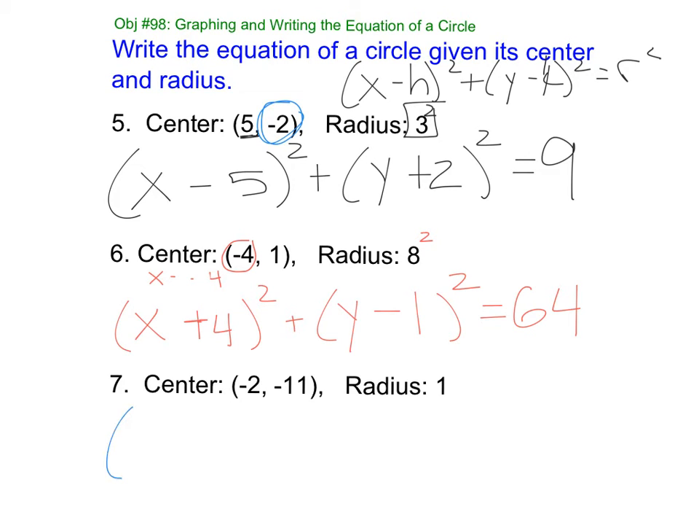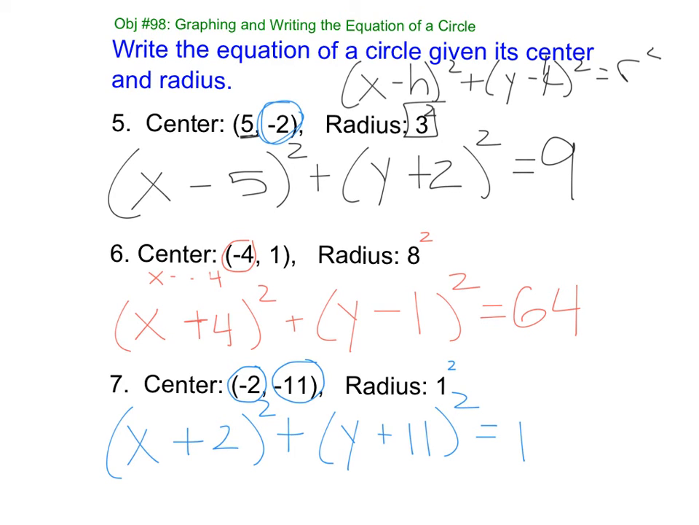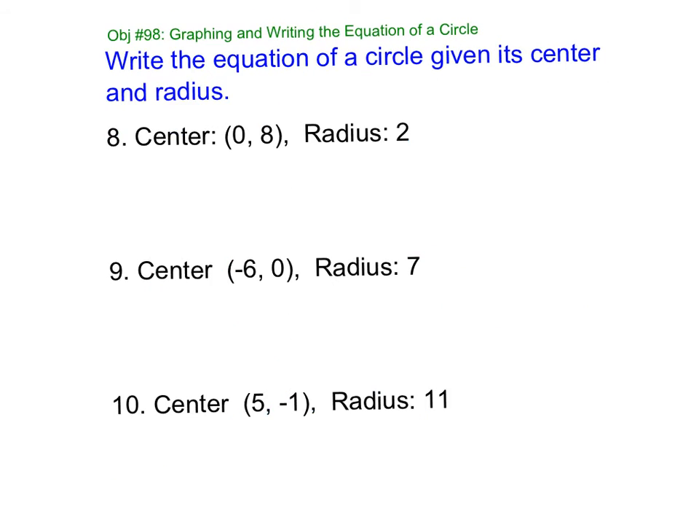So I'm going to do x minus squared, y minus squared equals. So this is minus 2. I'm going to change it. That becomes a plus 2. Minus 11, change the sign, becomes plus 11. Equals 1 squared. 1 times 1 is 1. All right, I want you to pause the video, see if you can do number 8 on your own.